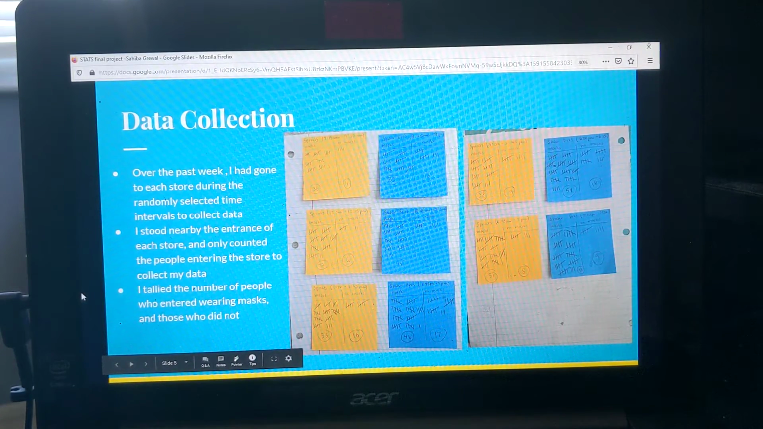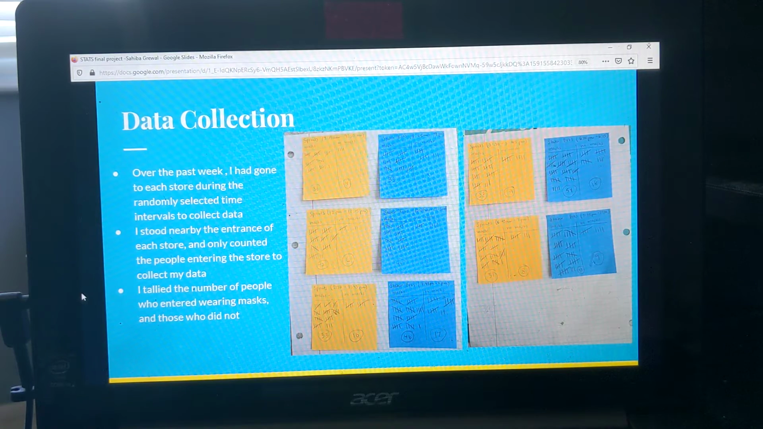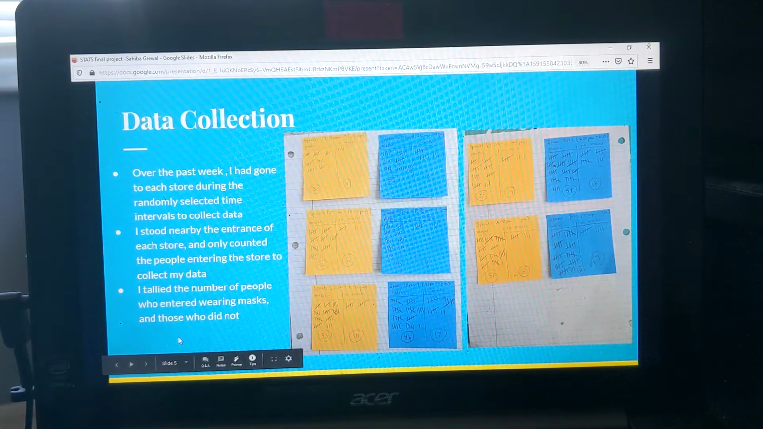So for data collection, over the past week, I went to each of the grocery stores during the randomly selected time intervals, and I stood by the entrance of each store and only counted the people entering the store to collect my data, not the people who were already in the store. And I tallied the numbers of people who entered wearing masks and those who did not. And I kind of ended up telling the employees, like, hey, this is what I'm doing, because it was kind of creepy, me going there several times a week and just standing by the doorway. So yeah, they kind of knew.